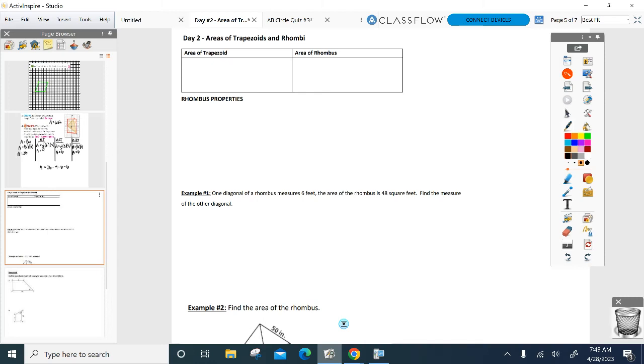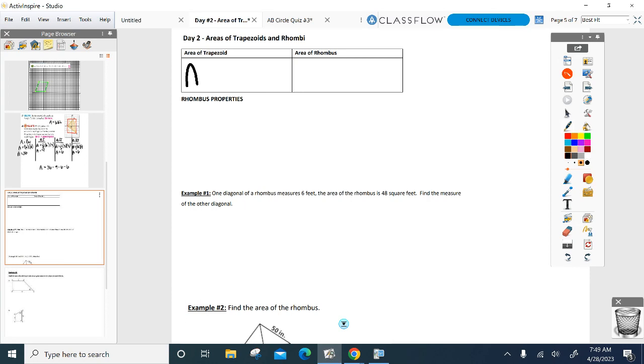Trapezoid, rhombus. These two are not on the formula sheet. You're responsible for them. So far, here's what you're responsible for: population density formula, trapezoid, rhombus. All the others are on the formula sheet. So let's go over review. I gave it to you yesterday, but we didn't use it at all.